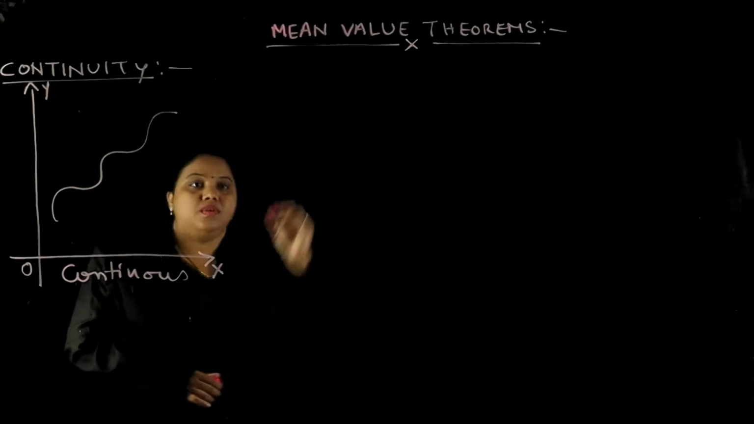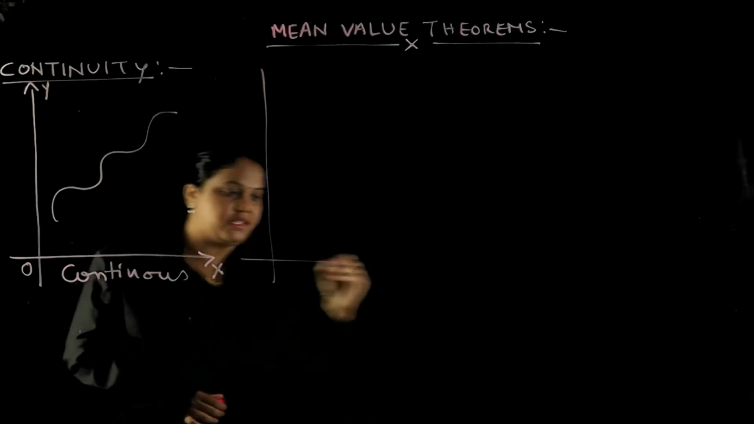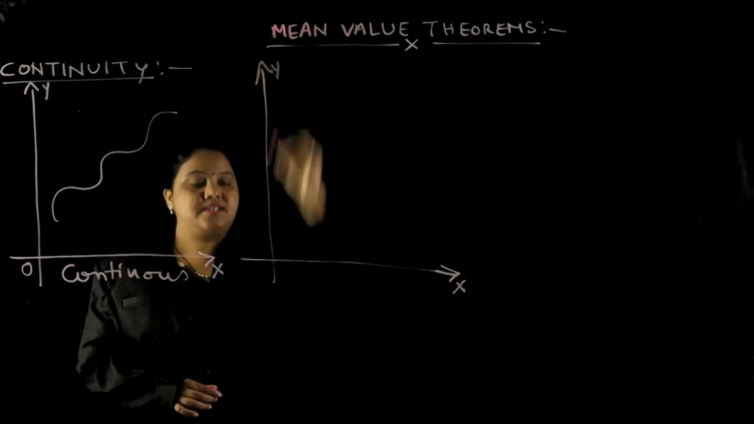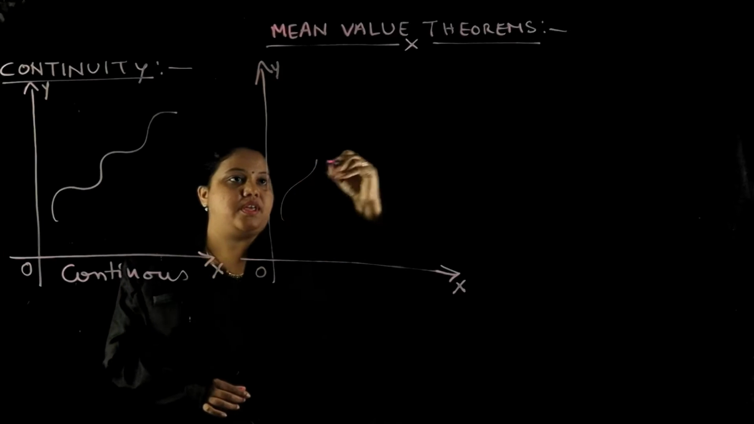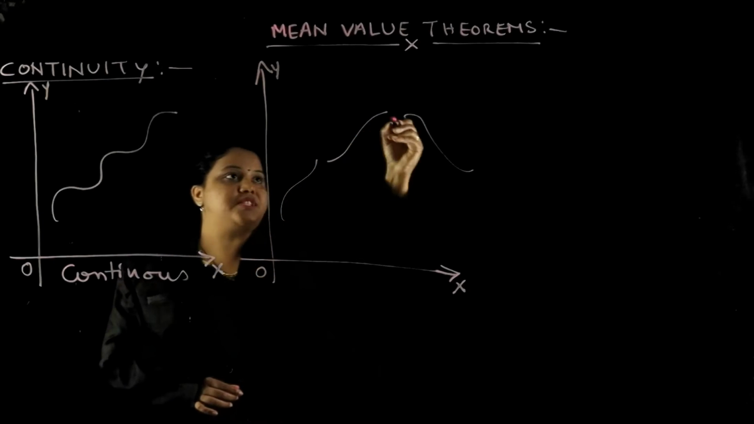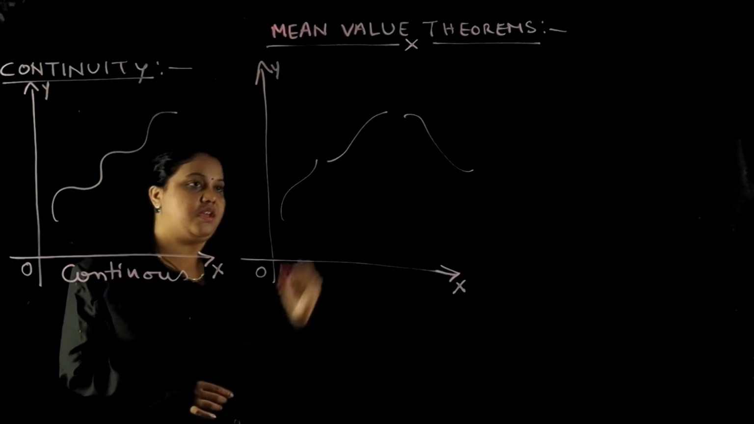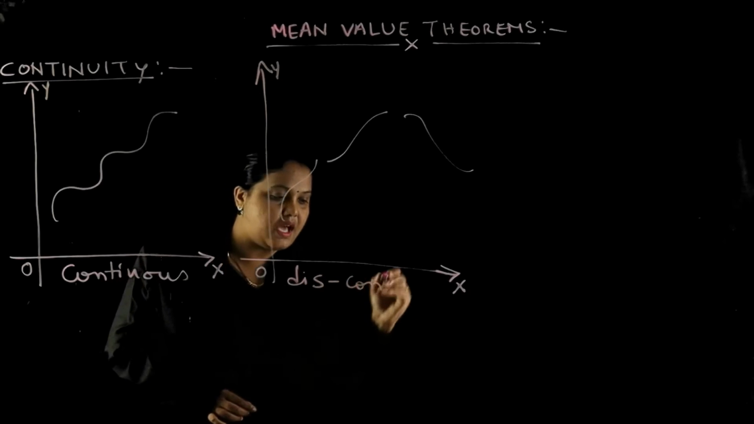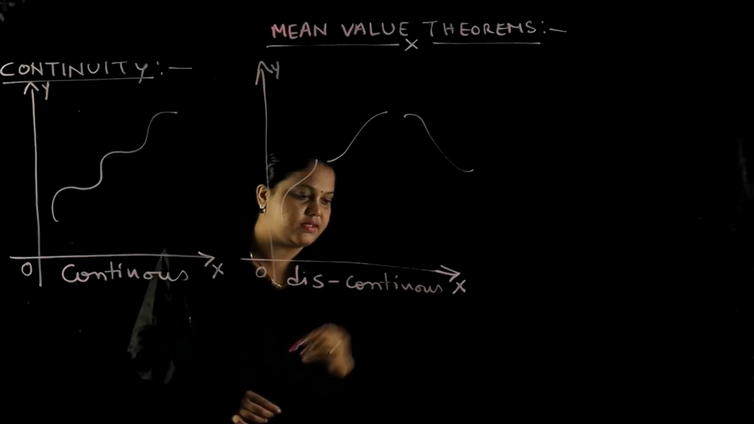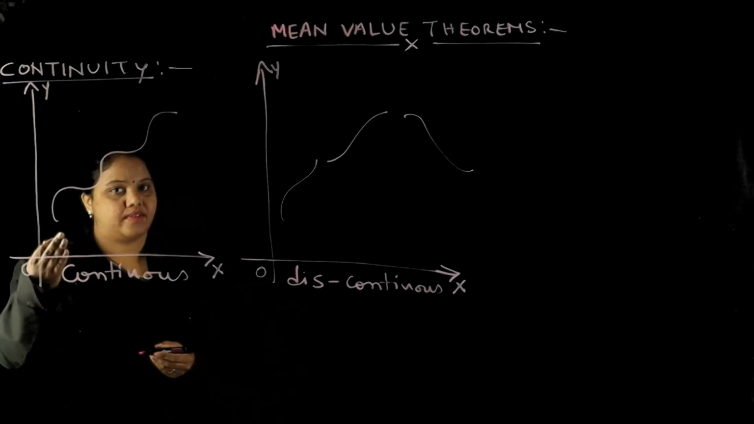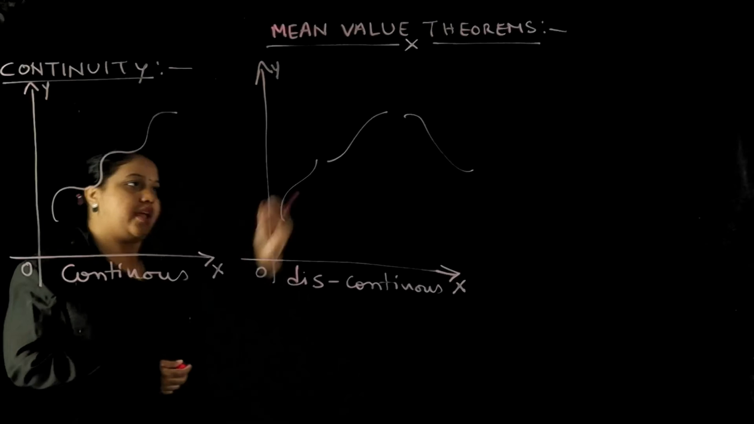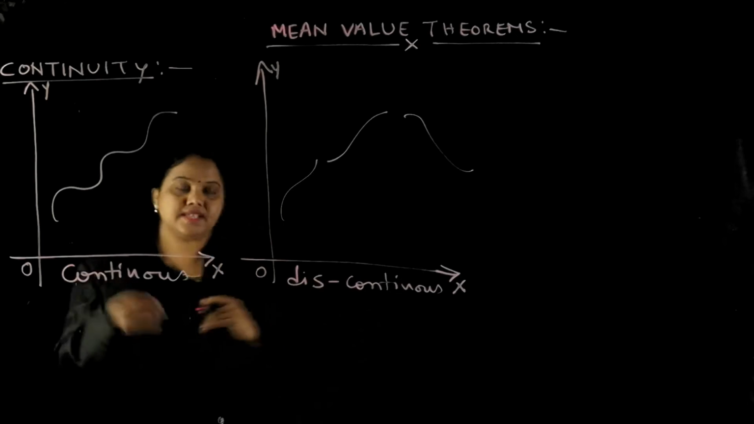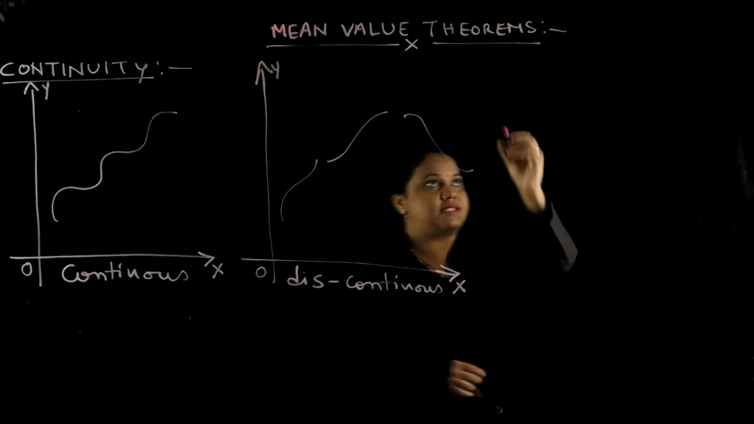Now, if I draw some other graph, something like this, this is x-axis, this is y-axis. If I am drawing a curve like this, you observe there are some gaps in between. Whenever these gaps are there, these types of curves are said to be discontinuous. So, a curve which does not have any gaps is said to be a continuous curve, and a curve which has some gaps is said to be a discontinuous curve. Let us understand this in the mathematical sense.